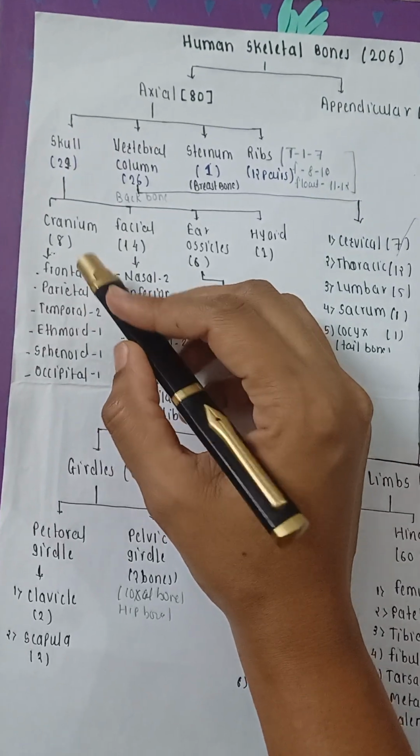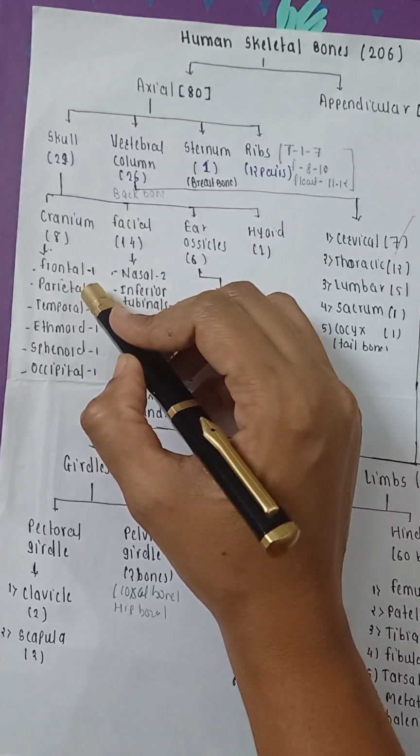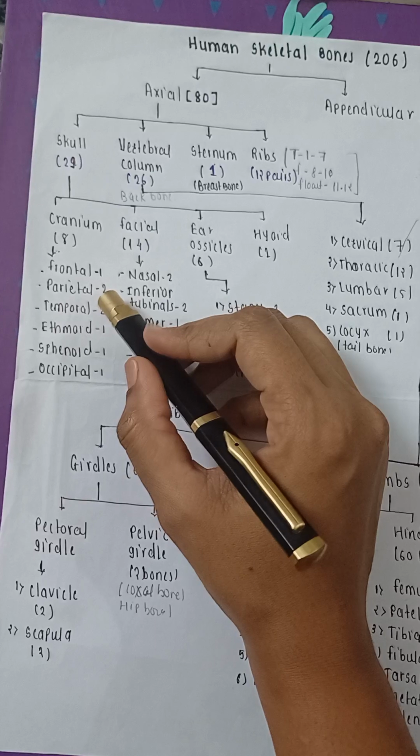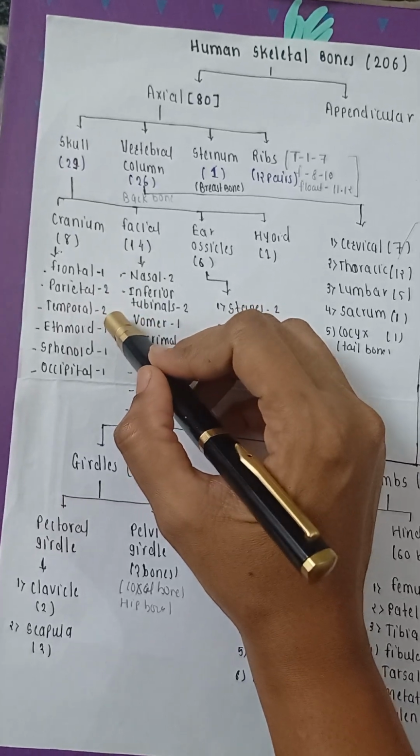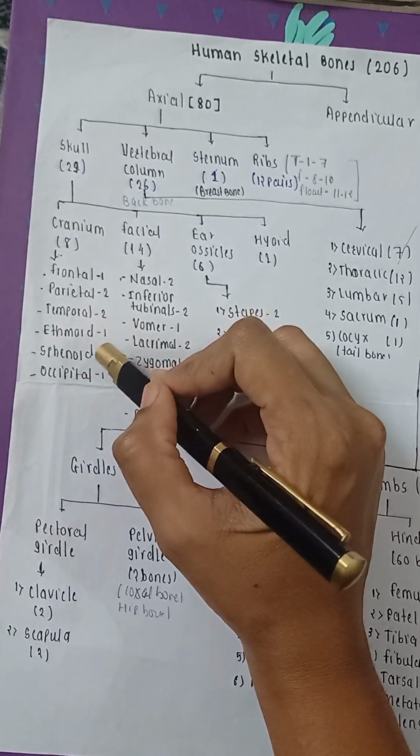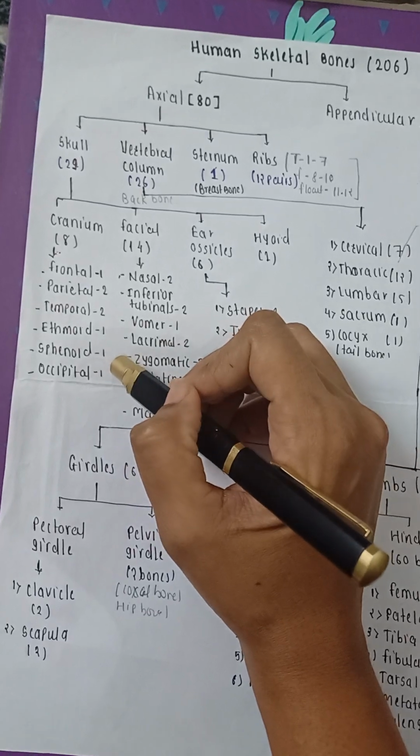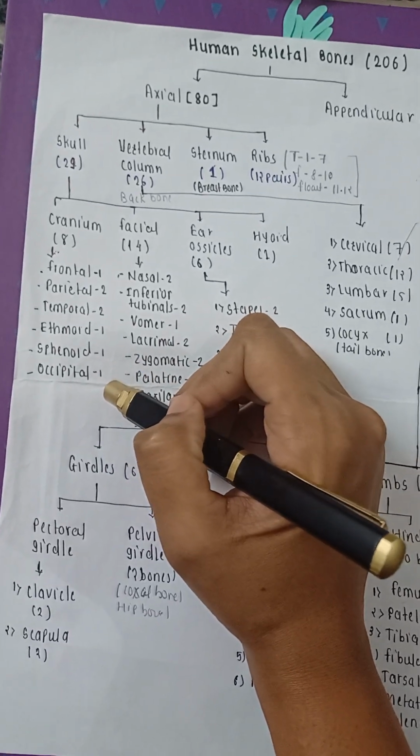Cranium, there are 8 cranium bones. First is the frontal, which is single in number. Then there are 2 parietal bones. Then 2 temporal bones, 1 ethmoid bone, 1 sphenoid bone, and 1 occipital bone.